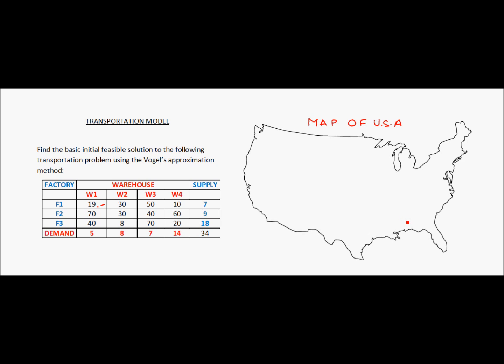So let's say this is F1 and F2 is here. And F3 is here. And there are 4 warehouses which are located around the whole country, because this company distributes the processed fruits and vegetables around the whole country. So let's say warehouse number 1 is here. Warehouse number 2 is here. Warehouse number 3 is here. And warehouse number 4 is around here.